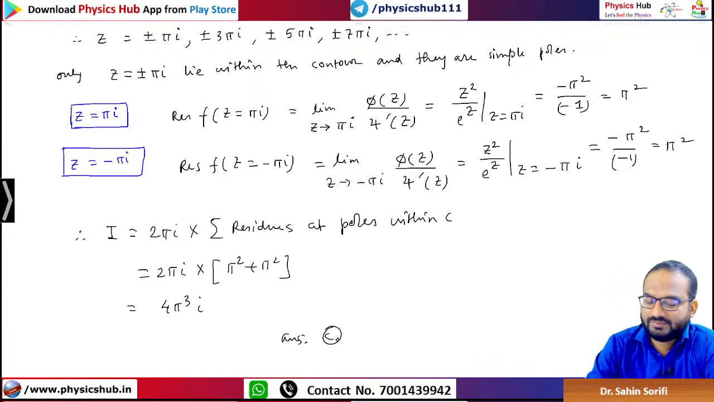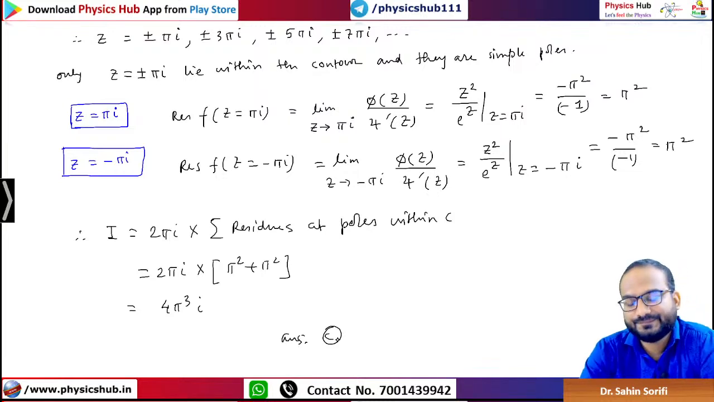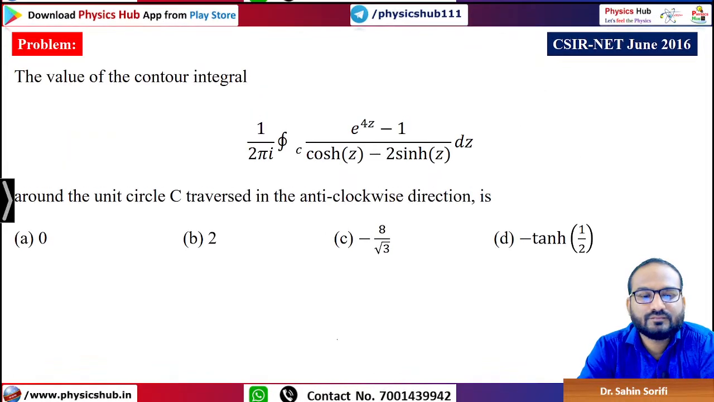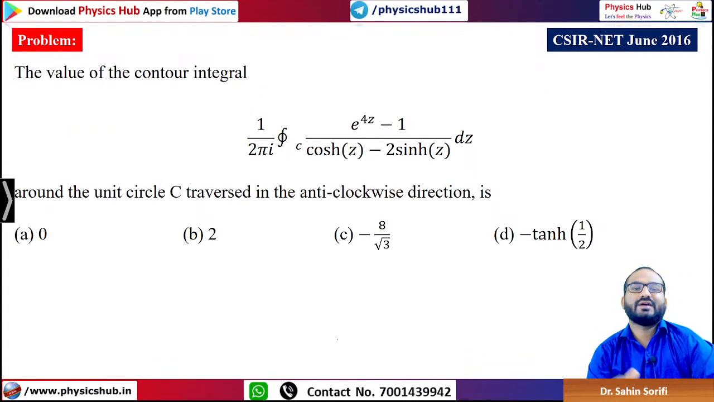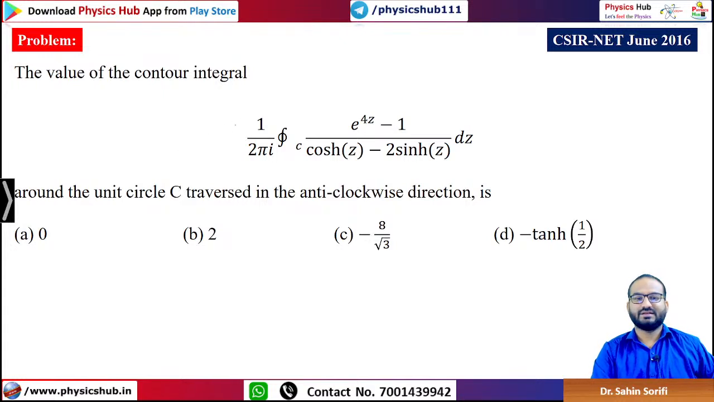So this was a very good problem, right? Let's move on to the next question. Do this one. The value of the contour integral. Look here, already 1 by 2 pi I is multiplied. So when you calculate 2 pi I into the sum of residues, this factor will take care of it.